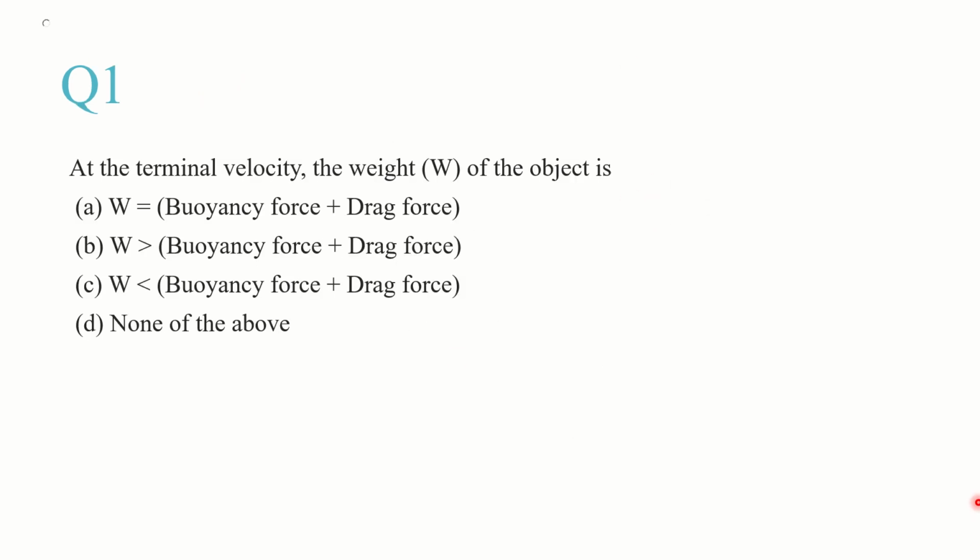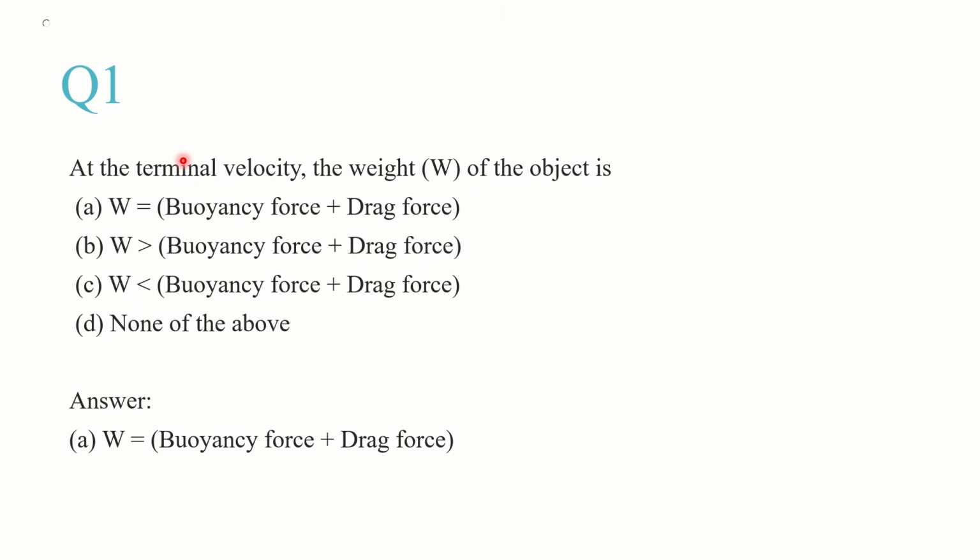So with this, we just move on to see a few sample problems, and then we'll discuss the solution for the same. So question one is: at the terminal velocity, is the weight of the object equal to buoyancy force plus drag force, or is the weight greater than the drag force, or is the weight less than the buoyancy force plus drag force, or option D, none of the above. So the answer is, at the terminal velocity, the weight of the particle is balanced by the buoyancy force plus the drag force of the particle.